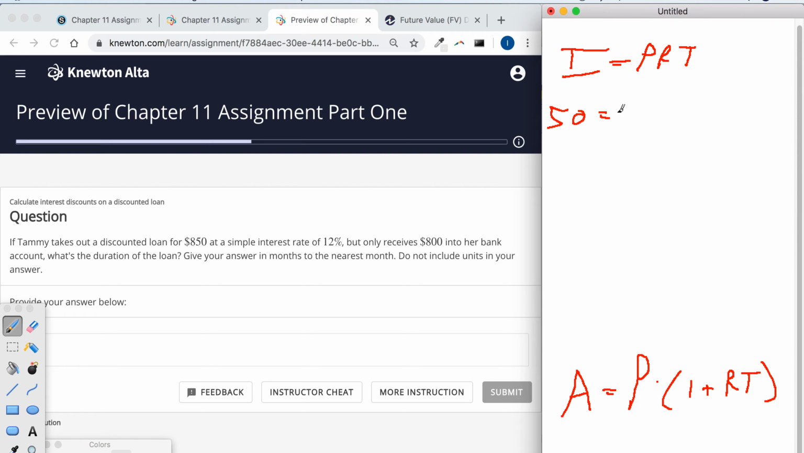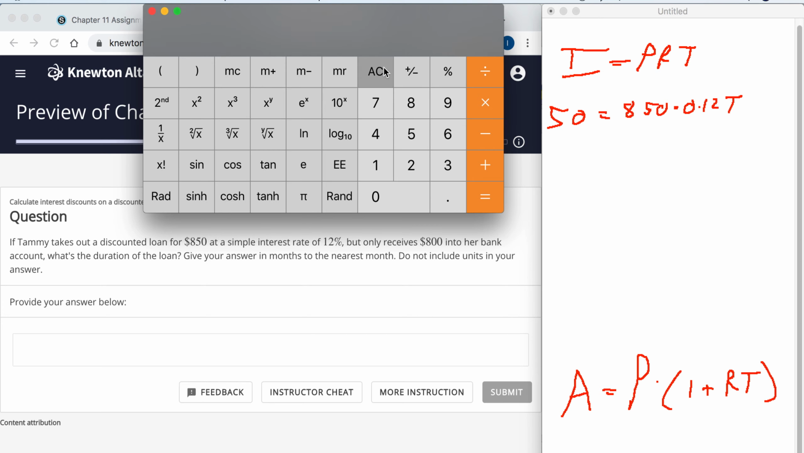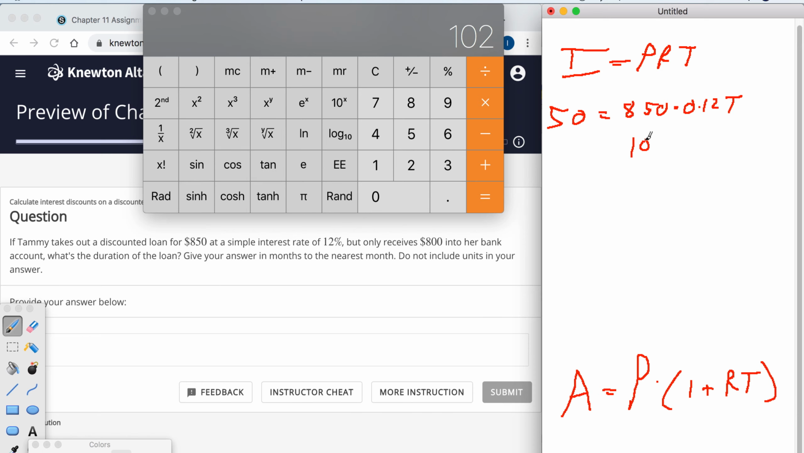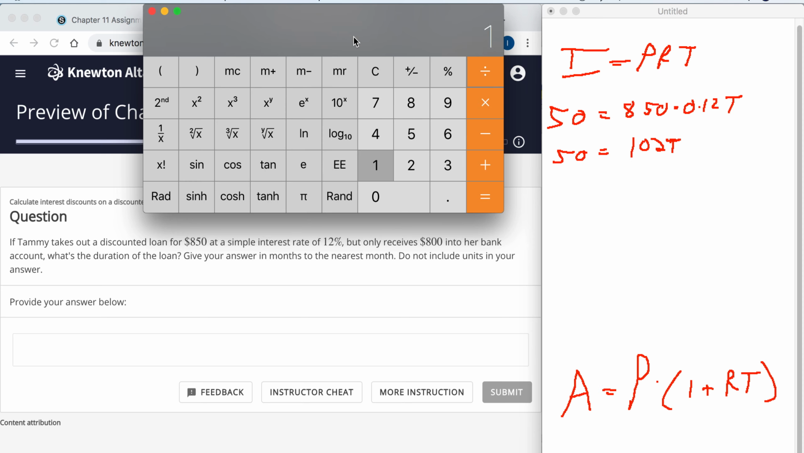The principal of the loan was $850. That was the starting amount. The rate was 12%. I don't think there's any funny business we have to do here, right? Just solve for T. 850 times 0.12 is 102. So 50 divided by 102. That's about half a year.